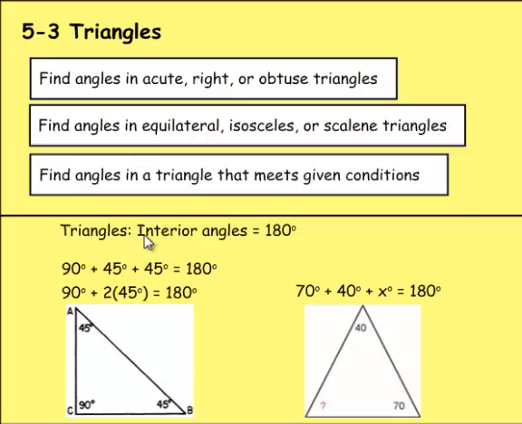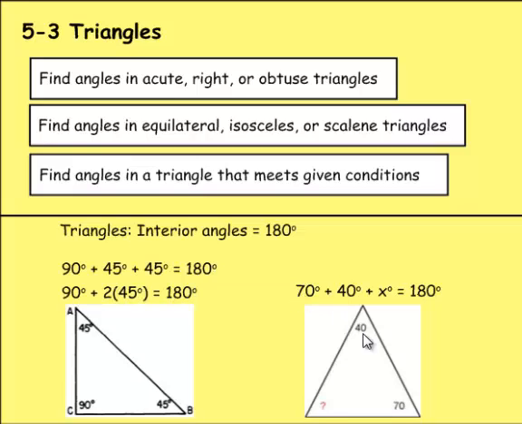All triangles' interior angles equal 180 degrees. They will always add up to 180 degrees if it is a triangle. So therefore, if I have this triangle here, it has a 90 degree, a 45 degree, and a 45 degree, which means that this is an isosceles right triangle. I could add 90 plus 45 plus 45, and sure enough, that will equal 180 degrees. I also could simplify this here, since I'm adding 45 twice. I could do 90 degrees plus 2 times 45, which is 90, and that'll equal 180.